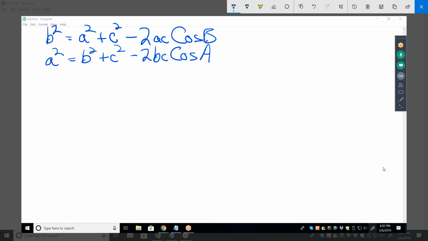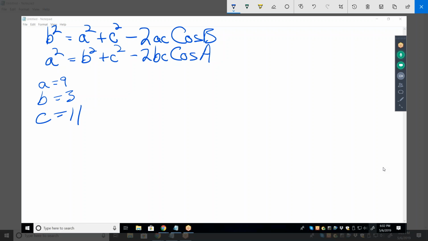Okay, so let's do a problem. What kind of triangle are they giving you? They're giving us the side lengths. So they gave us side A is 9, B is 3, and C is 11. We could draw a triangle, but we really don't need to.